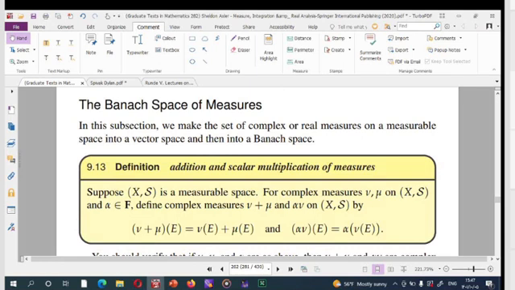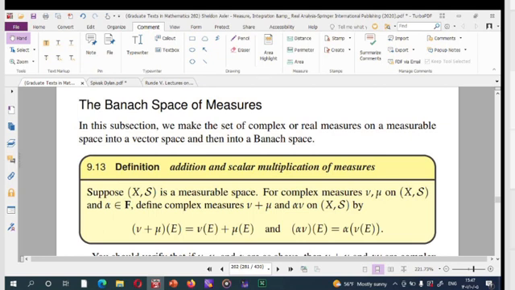Now, in the following, we see that the set of all complex measures consists a vector space and consists a norm space. At first, we define addition and scalar multiplication of measures.